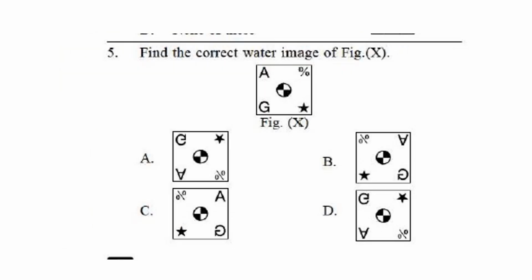Question number 5. Find the correct water image of figure X. This is figure X and if we want to find the water image of this figure, we have to turn it upside down. And the right answer is option A.